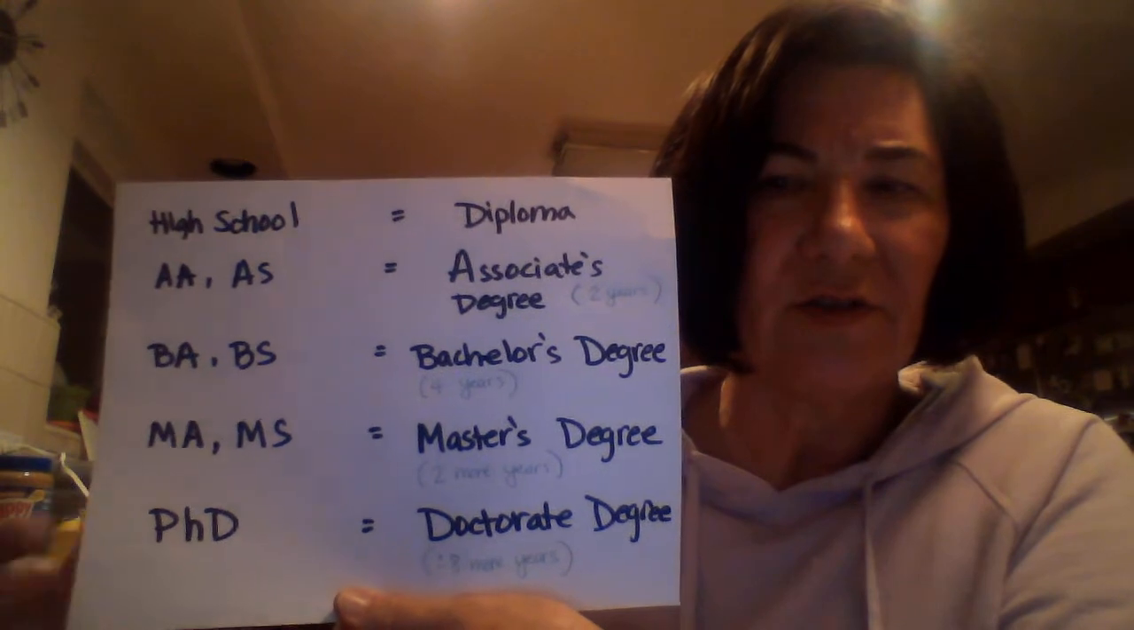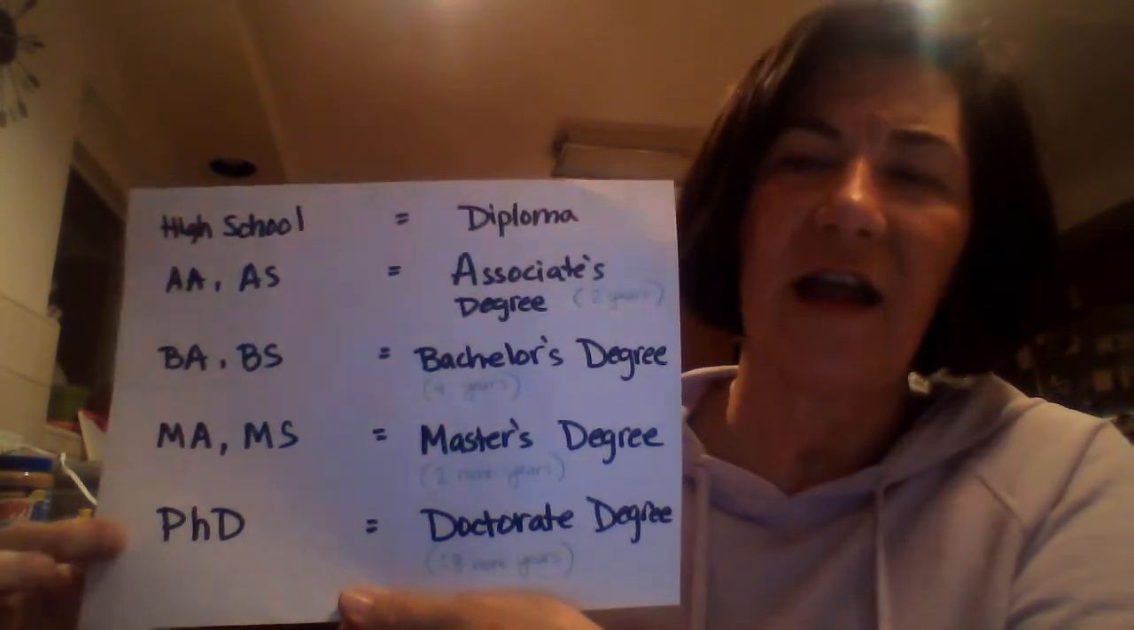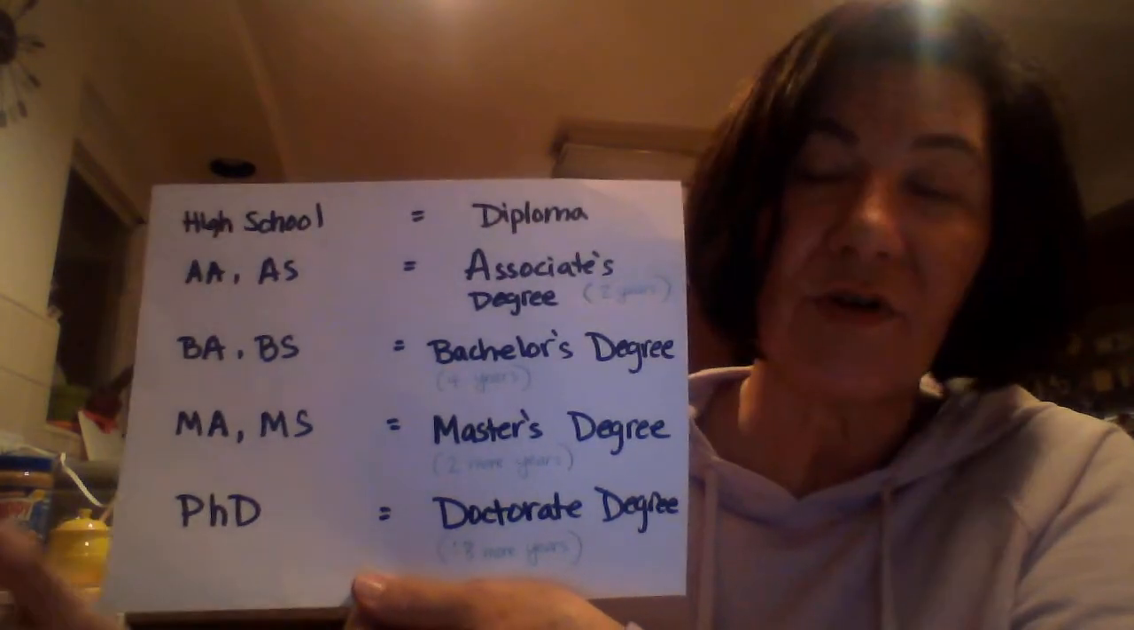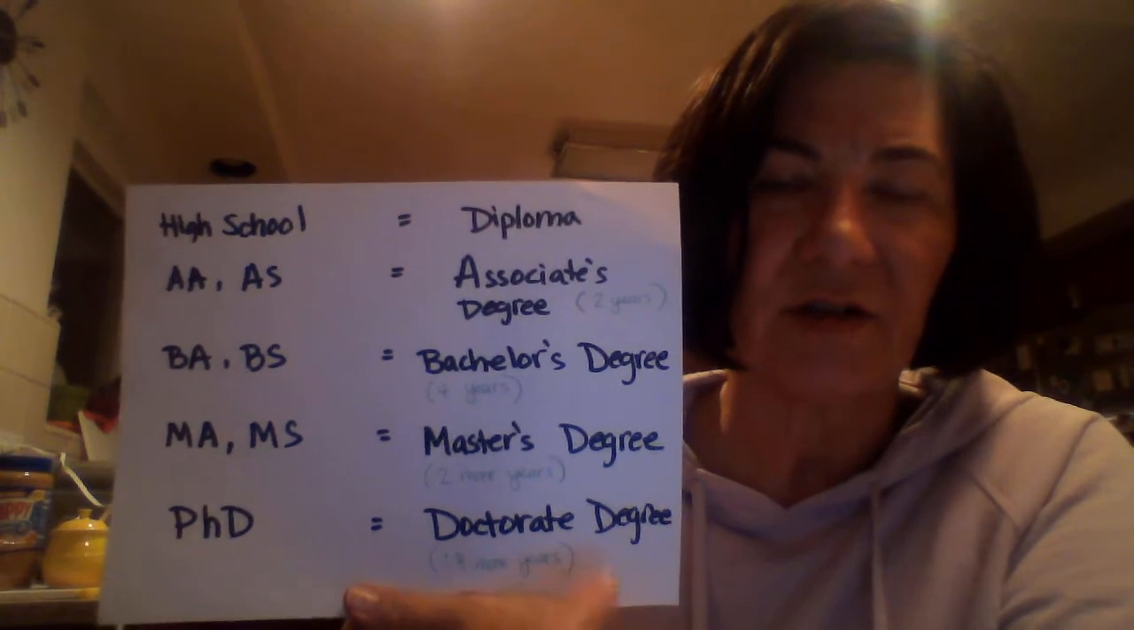After the master's degree comes the PhD. I looked online and it says that on average, some less, some more, it takes about 8 years to finish the PhD, also called the doctorate degree.